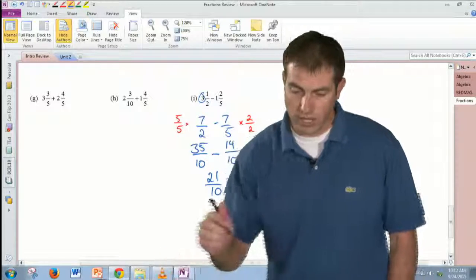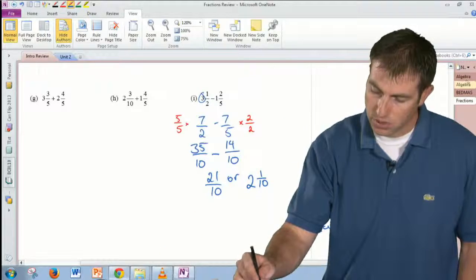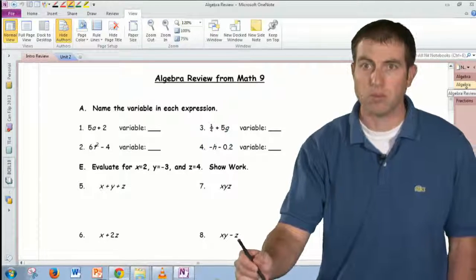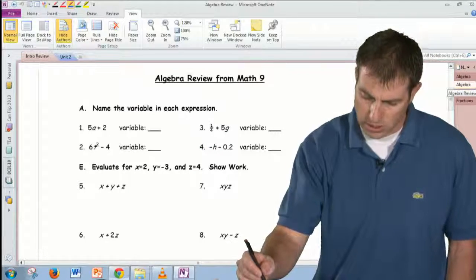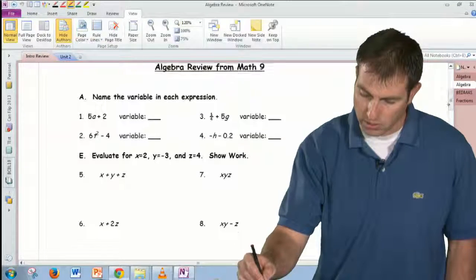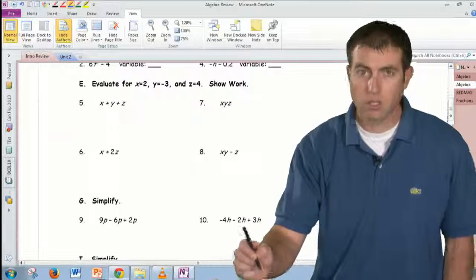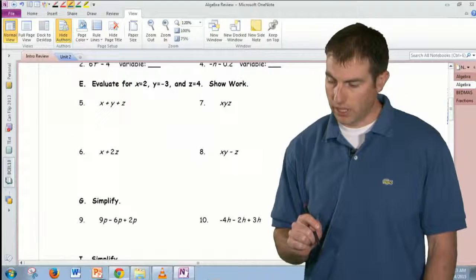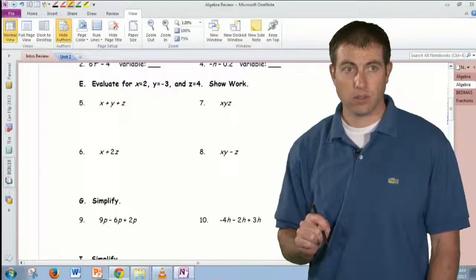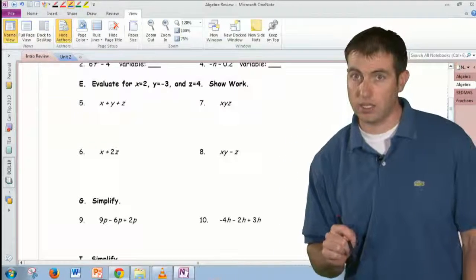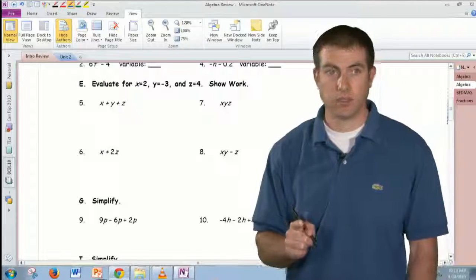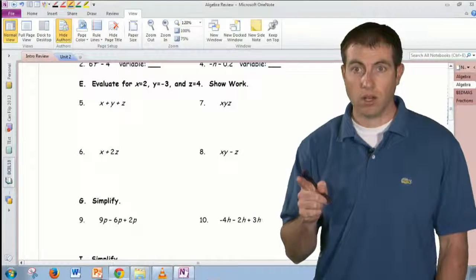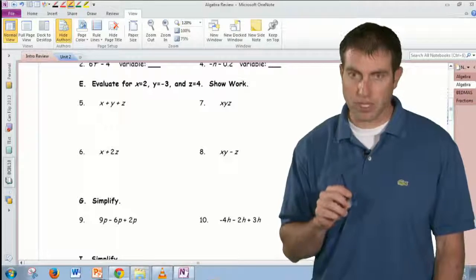Okay, are you talking about the algebra review, the first one we did? Review from Math 9, section E. I think you're talking about this one right here, Taylor. And then Anna, you put in 34. Again, I need to know what sheet that is so I can go to the right one. For now, I'll go through the review right here.